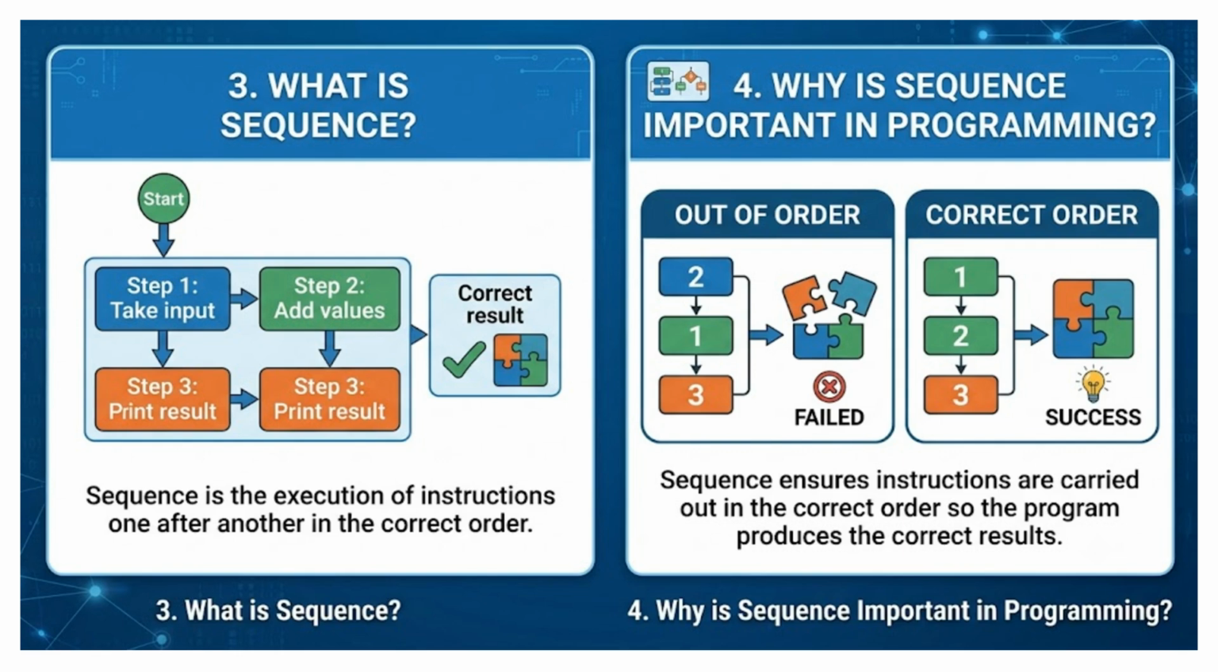On the left, you can see an example of instructions that are out of order, leading to failure. On the right, the instructions are arranged in the correct order, allowing the program to execute successfully and produce the correct result. This is why programmers must carefully organize every instruction so the computer can perform tasks accurately and efficiently.